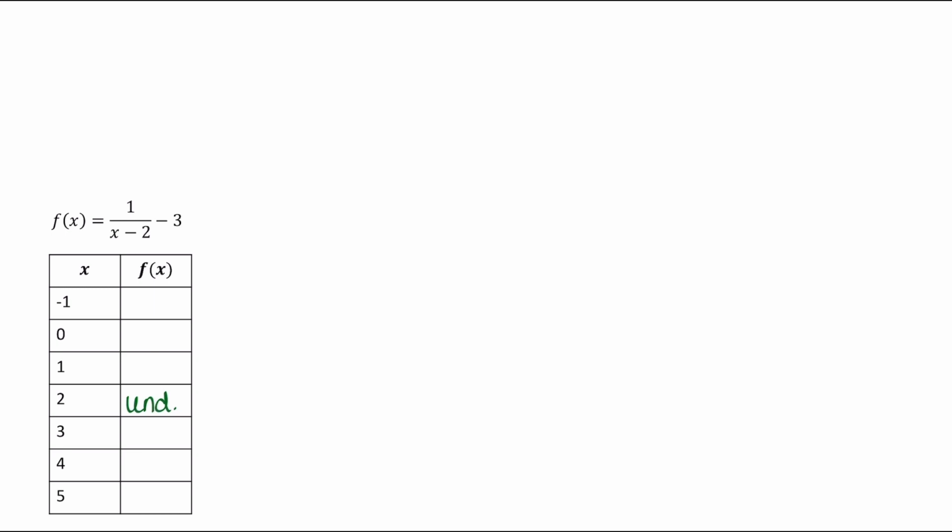So if we plug in negative 1, we have f of negative 1 is 1 over negative 1 minus 2 minus 3. So that's 1 over negative 3 minus 3. So that is negative 3 and 1/3.